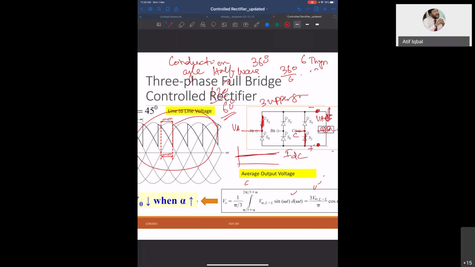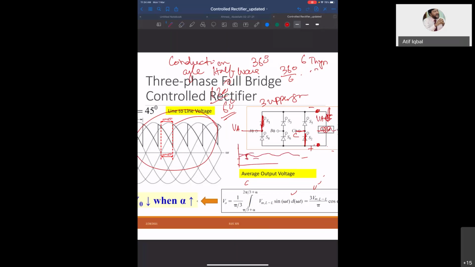Like this. If the inductance of the load is high, then you will have no ripple. But if you have less inductance, what will you see? You will see current like this. It has ripple. And what is this ripple? This is called peak-to-peak ripple.